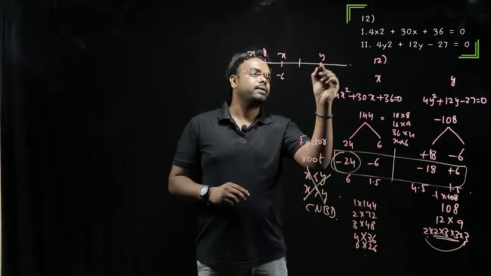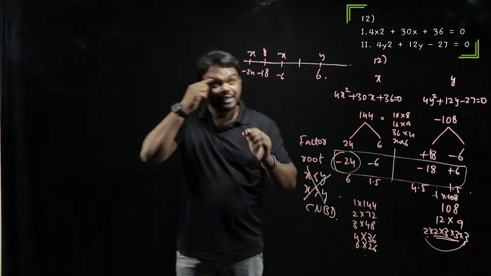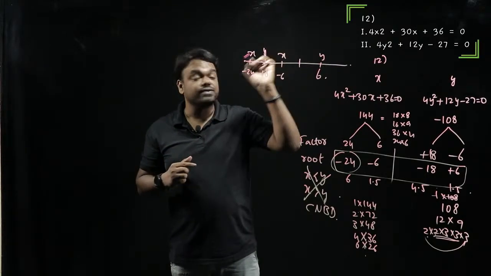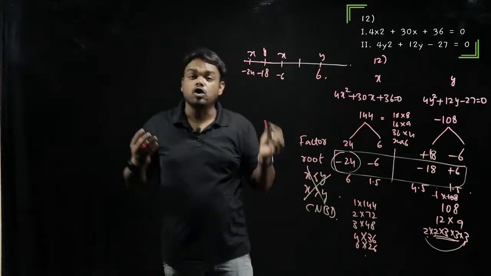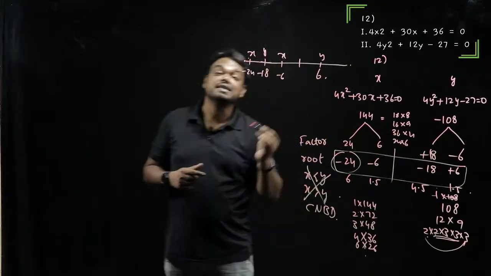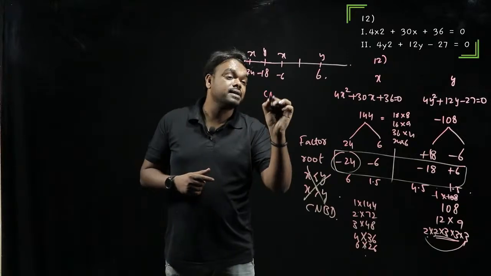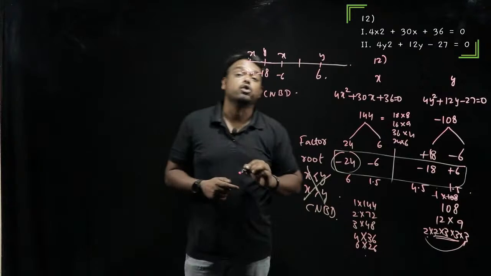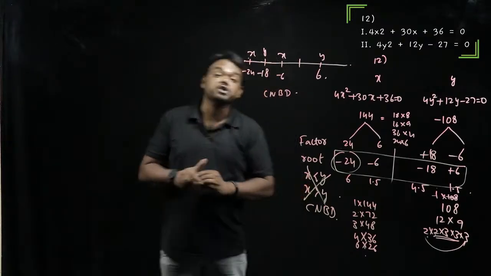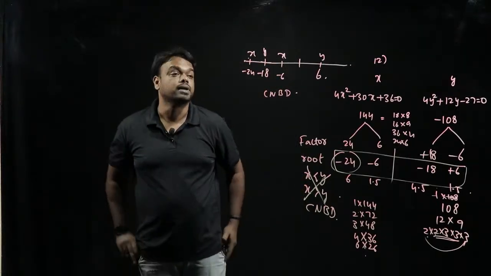राइट, अभी देखो, this x is greater than this y, but this x is less than this y, this x is less than both the y. So we cannot tell whether x is greater than y or less than y. That is the reason the answer is cannot be determined. So ये है हमारा question number 12. So let us go with question number 13.